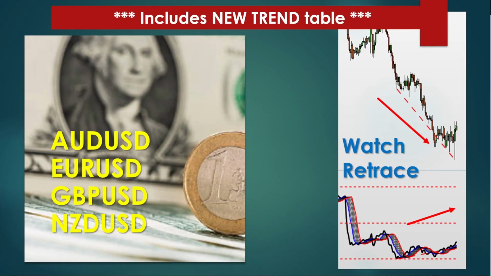It's April 17, 2024. This is the currency update for the Aussie US, the Euro US, British Pound US and the New Zealand US dollar. Now just be careful, these are all predominantly trading south or bearish, but we've got a retrace on all of them and that's why I'm going through these today.